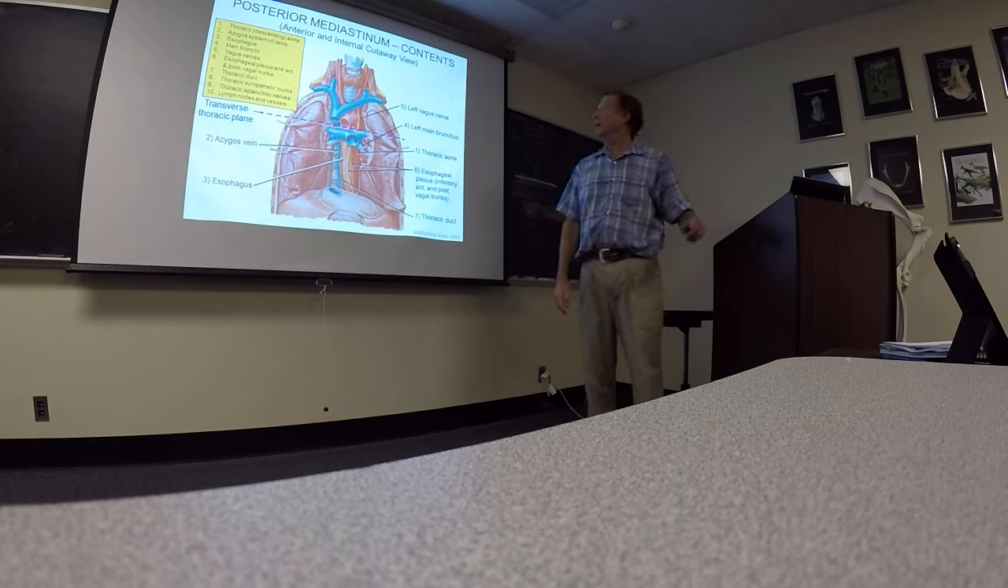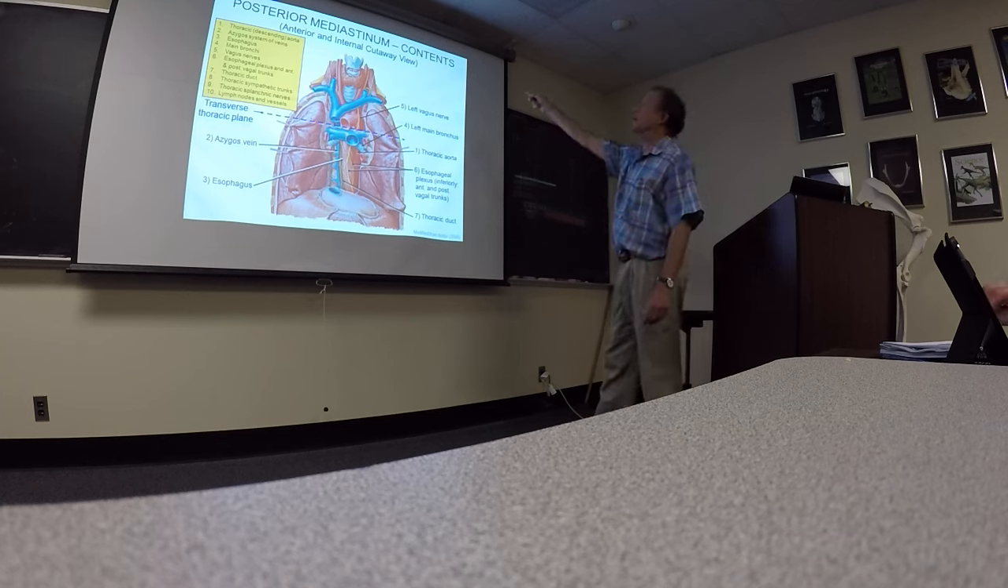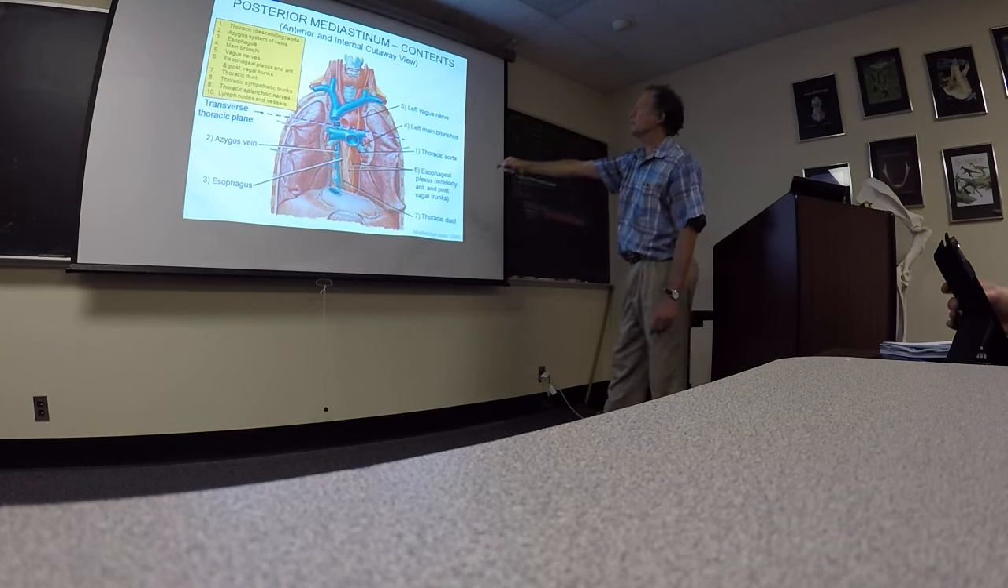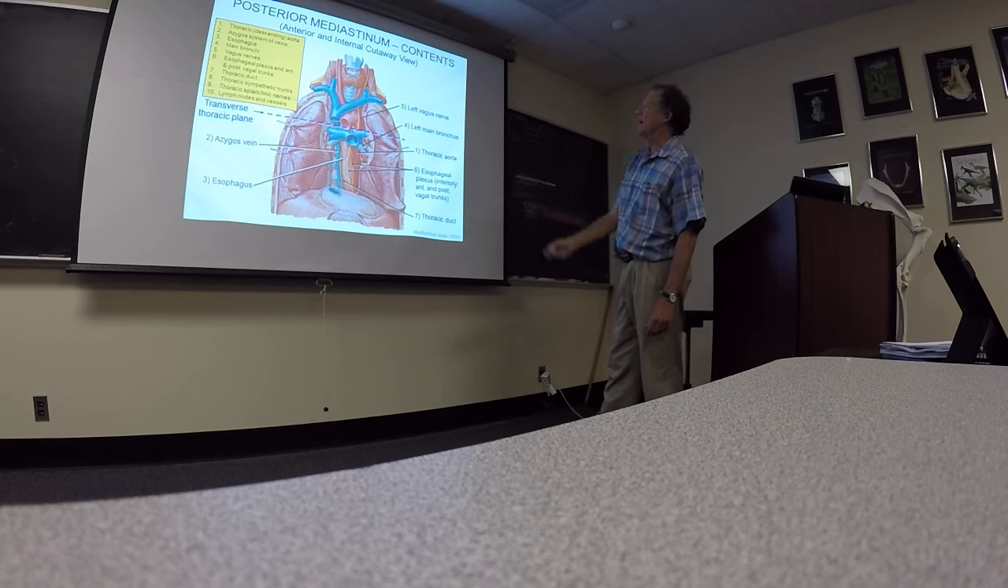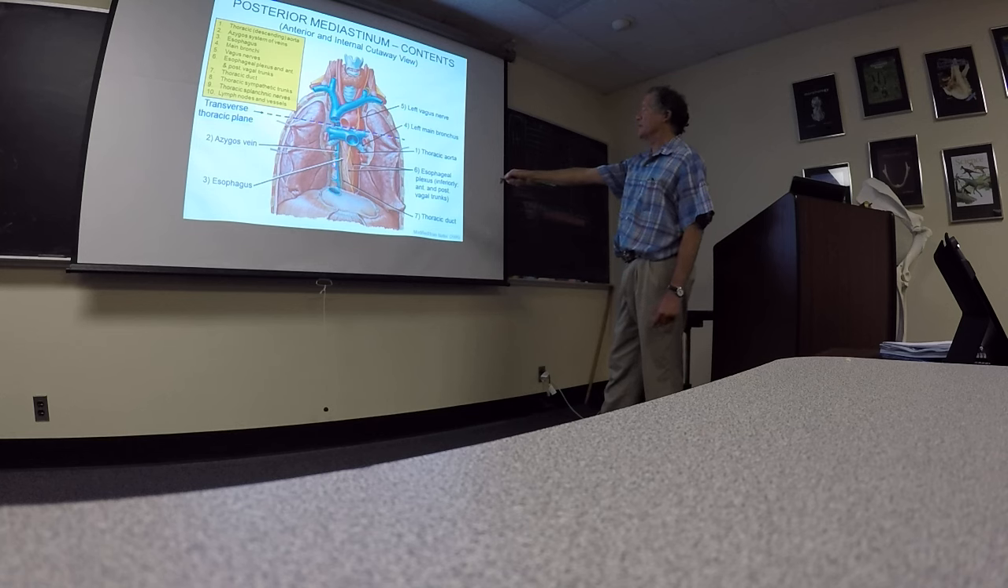Okay. So here is the picture. Here was our superior mediastinum that we just saw. Here's the posterior mediastinum, the area below there. So there's your azygous vein with the posterior intercostals coming in there. There's your esophagus with the esophageal plexus and branches of the vagus wrapped around it.